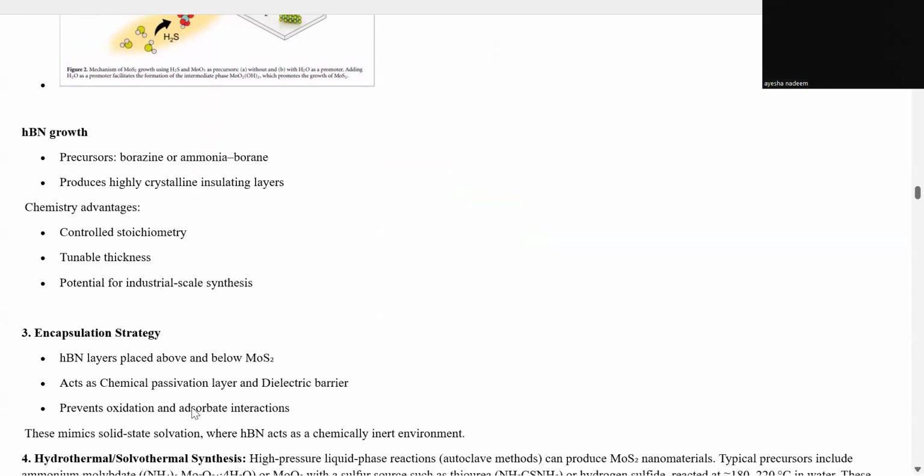Then we will discuss the hBN growth. The hBN growth includes the precursors borazine or ammonium borate, and it produces high quality crystalline insulating layers. The chemistry advantages include controlled stoichiometry, tunable thickness, and potential for industrial scale synthesis.